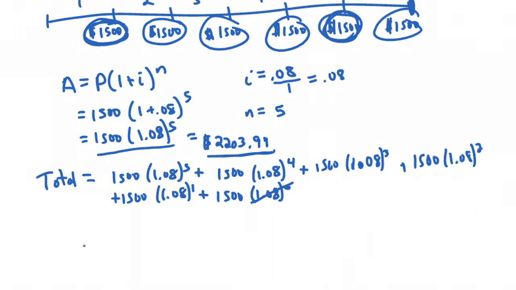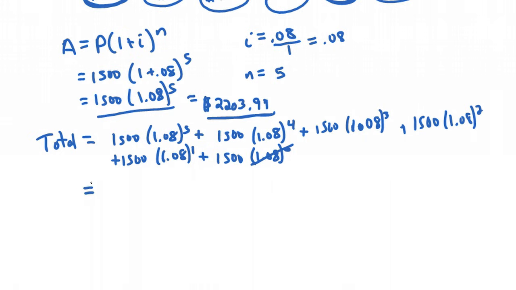Now notice what happens when we add all these things up. What do all these terms have in common? They all have a 1,500 in common. So let's factor out the 1,500. Now notice, let's actually do this in reverse here.